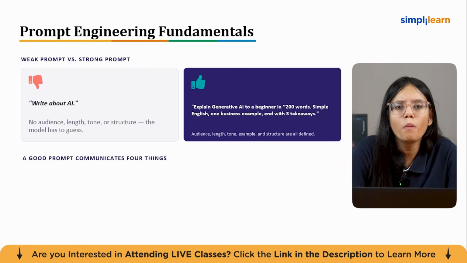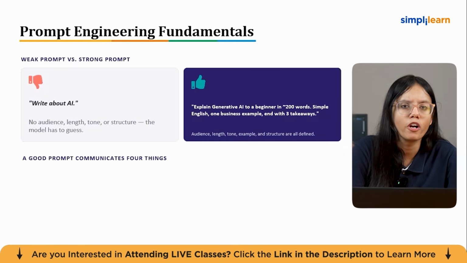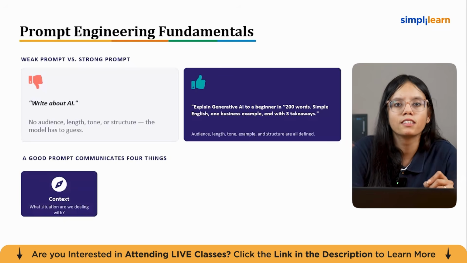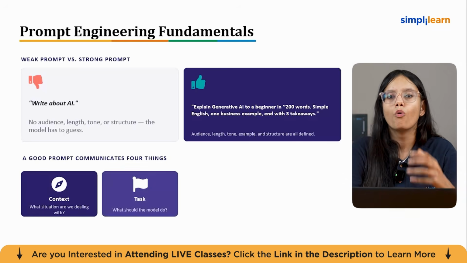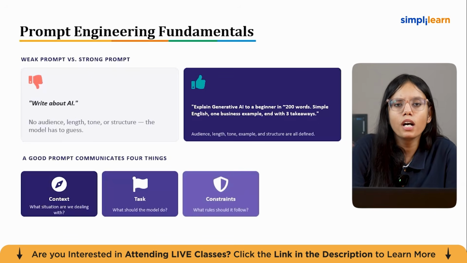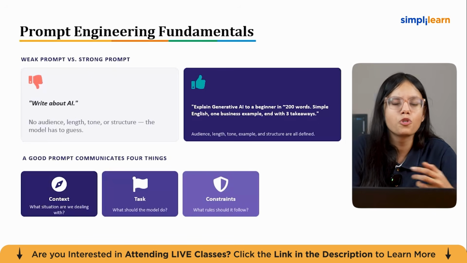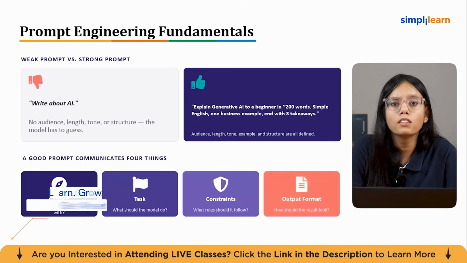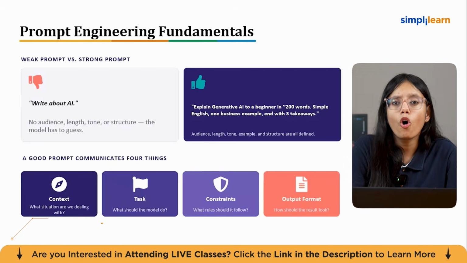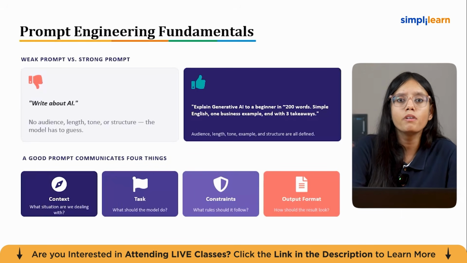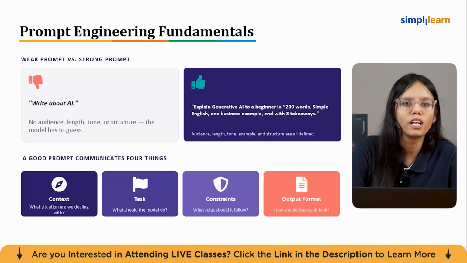See, a strong prompt usually communicates 4 important things. First, context. What situation are we dealing with? Then the task. What should the model do? Third one is constraints. What rules should it follow? And fourth one is output format. How should the final response be presented? You can also specify things like audience, tone, length, examples, terminologies, and structure.